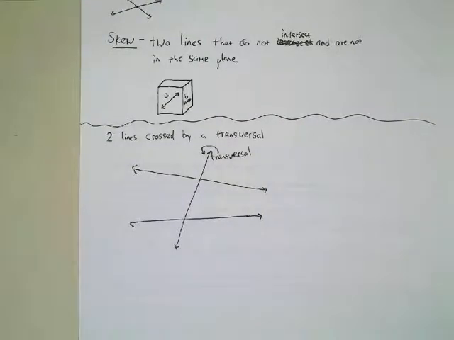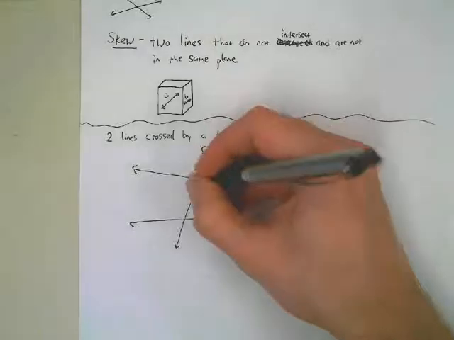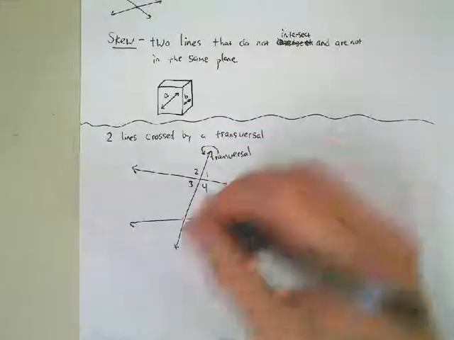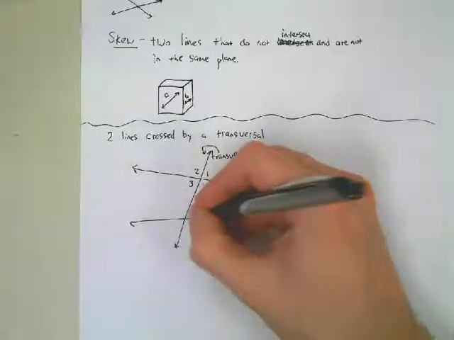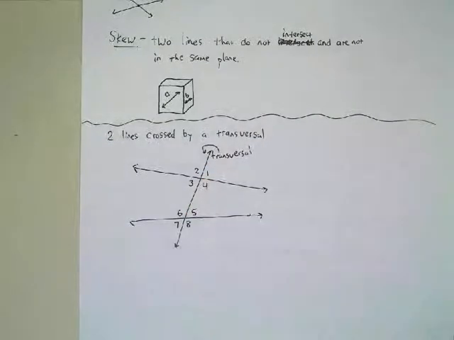By doing this, we create a kind of cluster of angles, right? So I'm going to number these angles, 1, 2, 3, and 4. Okay, and then 5, 6, 7, and 8 down here. So we have 8 angles that are created just by that one transversal crossing those two lines.